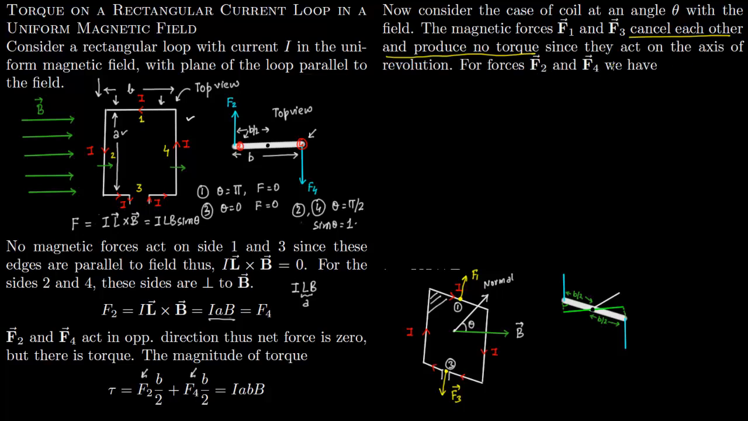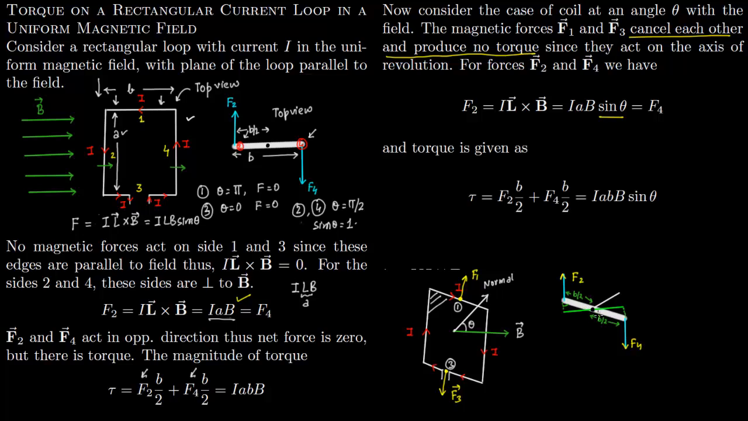For forces F2 and F4, we again use the formula, and now you have an angle with sine theta in there. So again, if you put theta equals pi by 2, you get the formula from before. You can see these forces in this figure also: F2 acting here and F4 acting here. So the torque is given as F2 times B by 2 plus F4 times B by 2. Same formula as before, but now F2 and F4 are different. F2 and F4 are IAB sine theta. So we plug in IAB sine theta here, and this is what you get as the torque.